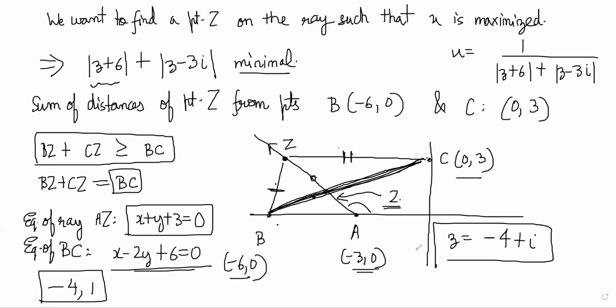And at this point, the maximum value of U will occur. So hopefully you have understood what is happening here. Basically, we are using the geometrical meaning of complex numbers to solve this problem. Let's look at the next problem.